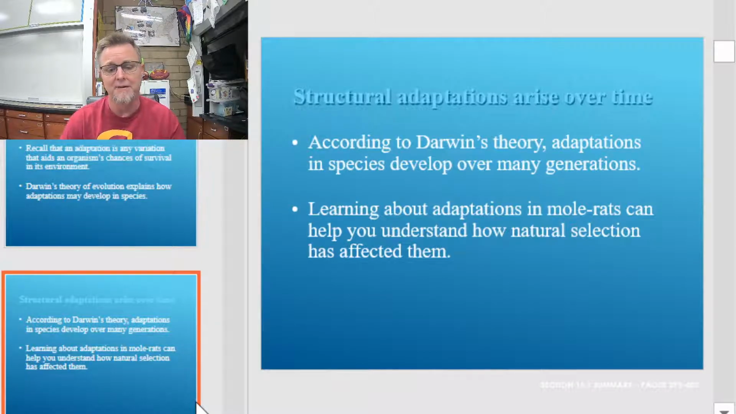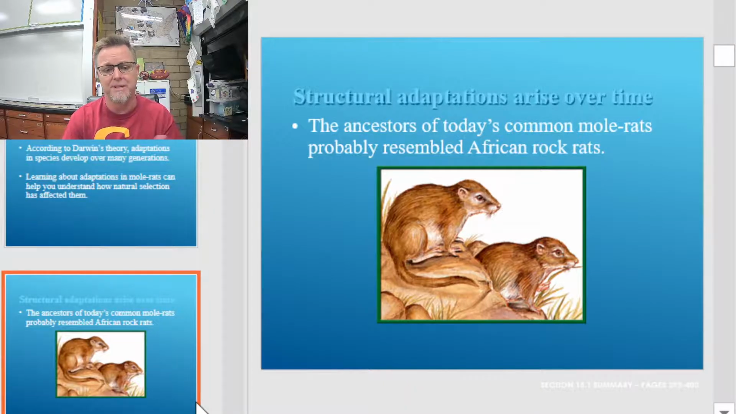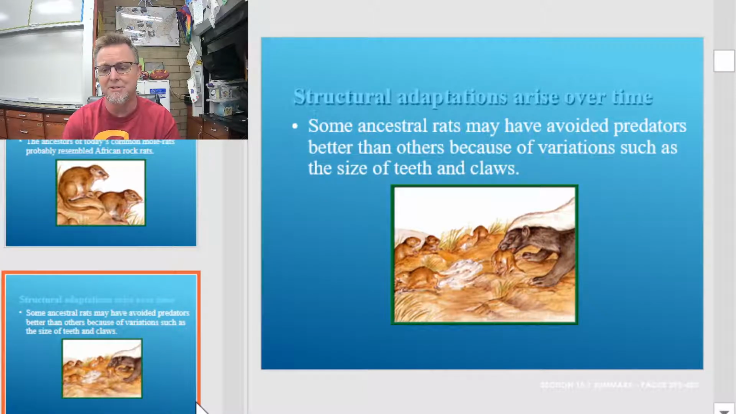And learning about the adaptations of a mole rat might be a good example for us to look at and how this population changed over time. So this is the theoretical ancestor of today's naked mole rat. It's an African rock rat. The African rock rat has a lot of structural and physiological similarities to a mole rat. If we go back generations, it's altogether plausible that this could be how the mole rat started. Can we guarantee that? No, but it's at least a theory. Okay, so in the ancestral rats, it's thought that, well, not all the rats are identical.